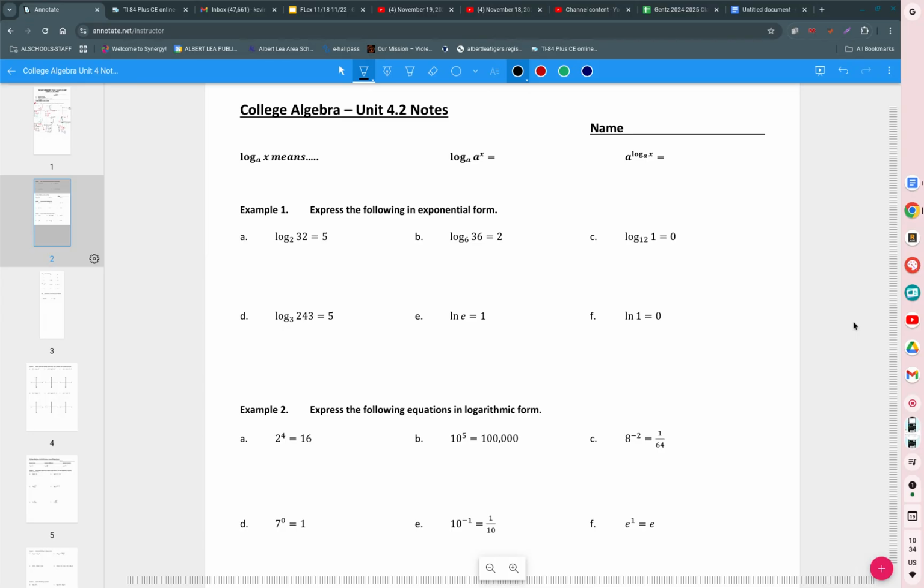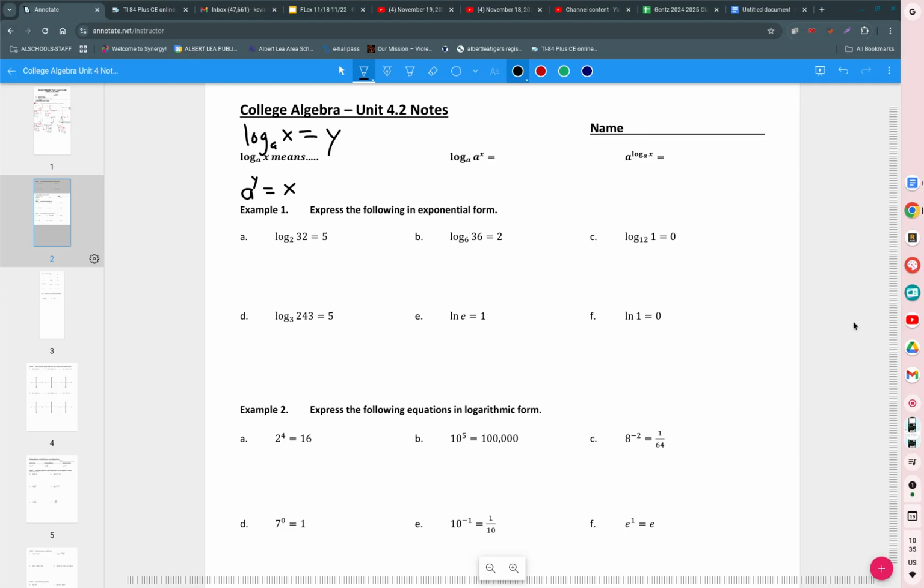So, for example, log base A of x is equal to y. That's how we read that. What it really means is a base of A to the y power is equal to x. Base A to the y power is equal to x.